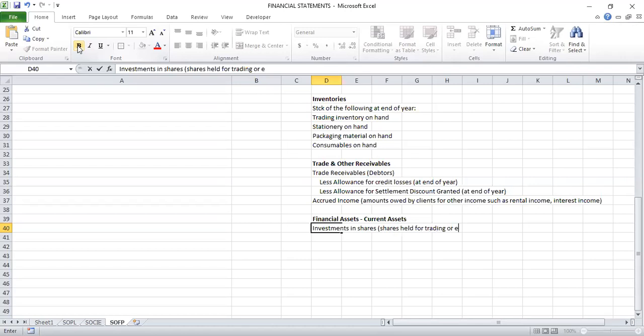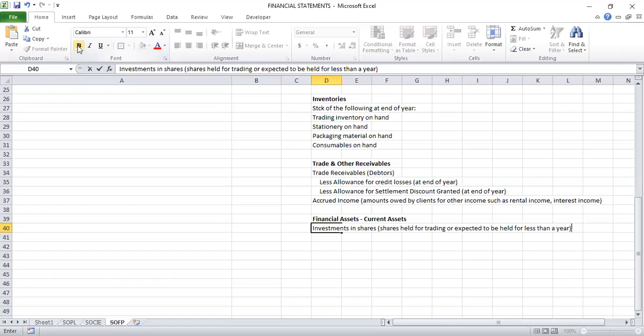Or expected to be held for less than a year. Right. When a business buys shares in other companies, there are different motives. They can buy shares because they are cheap and they would like to sell them as soon as the right price is reached. So those, we call them shares held for trading. Such shares are current assets because anytime they will be sold.